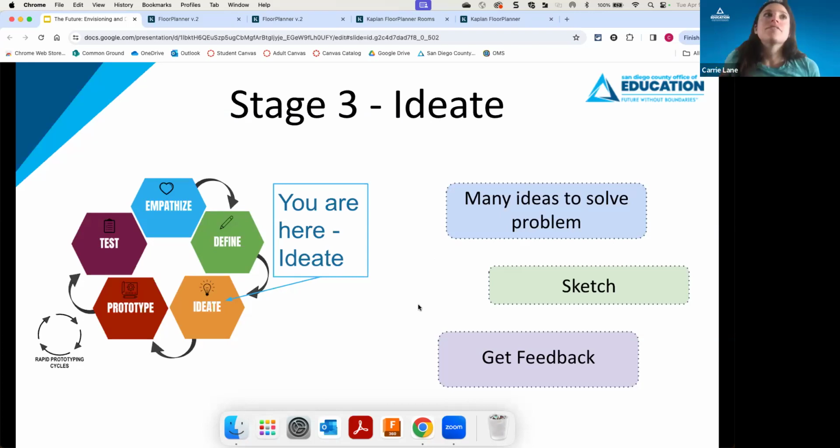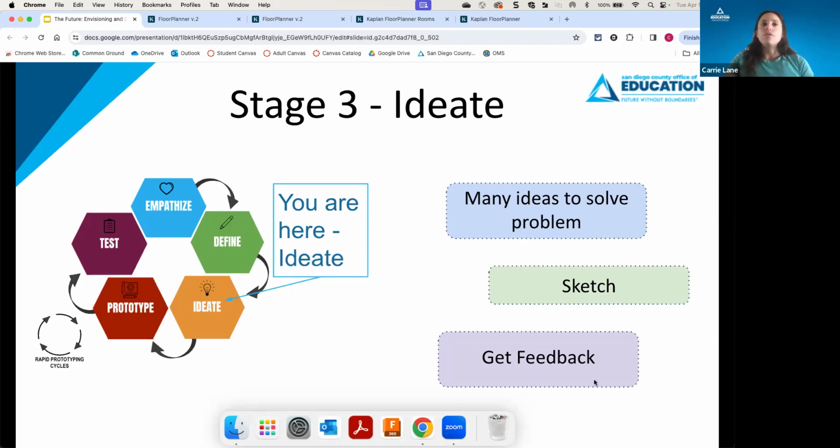So in our define stage, we came up with: our students struggle with math without manipulatives, and we are going to give them kinesthetic options. During our ideate stage, we would come up with many ideas to solve the problem. Normally during ideation, you would sketch. During today's session, we're going to do something a little bit differently. And then you would get some feedback from your group that you're working with. So in the ideation stage, normally we do a couple of things that we're not going to do today.